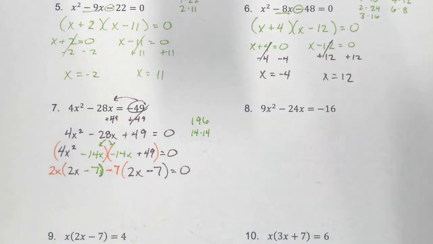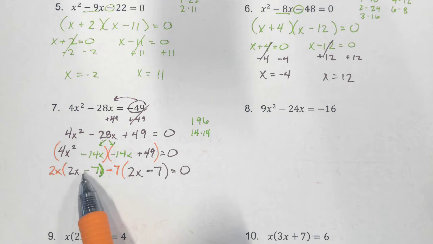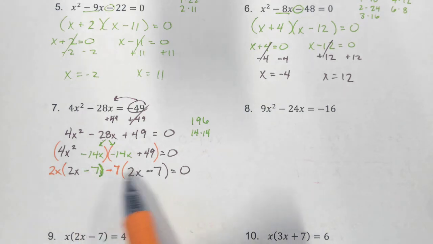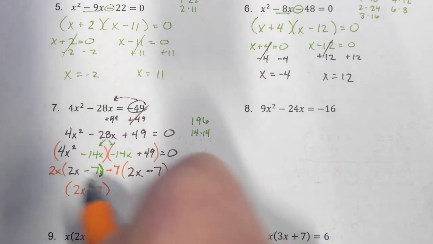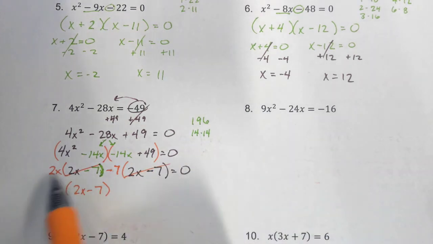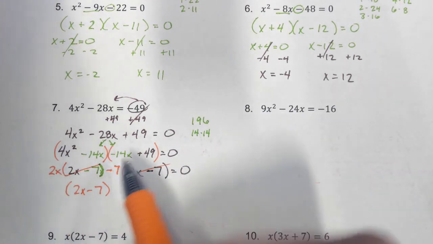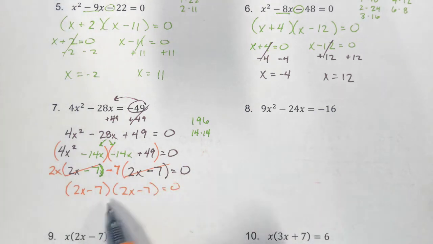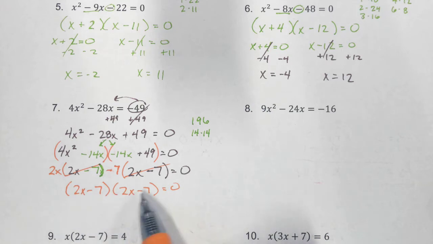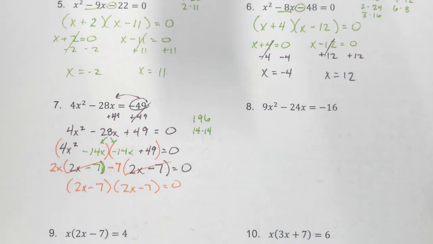So you look, and remember, these parentheses should match. If they don't, you've done something wrong. Go back and try it again. So the matching 2x minus 7 gets factored out. So those are gone. What would be left over? The 2x minus 7 on the outside of the parentheses. So you'll notice on this one, both of the factors are the same thing.